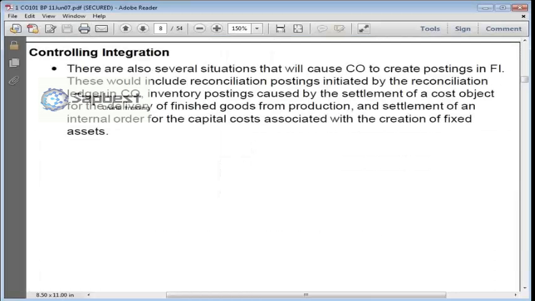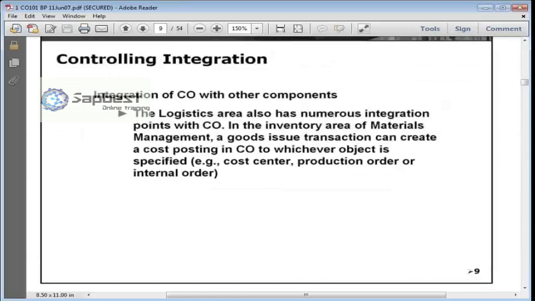There are a lot of integrations to CO. One of the integrations is the logistics area. Logistics has numerous integration points to CO in the inventory area of materials management. Whenever you do a goods issue, goods issuing for what? A goods issue could be for consumption, for production, or for a specific order. I'm issuing the goods for something, so all those things have cost implications.